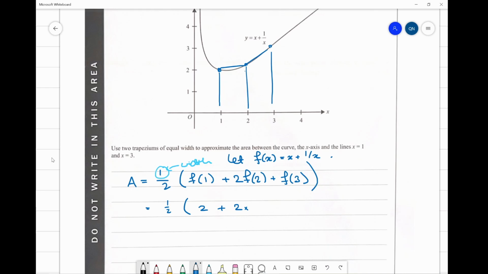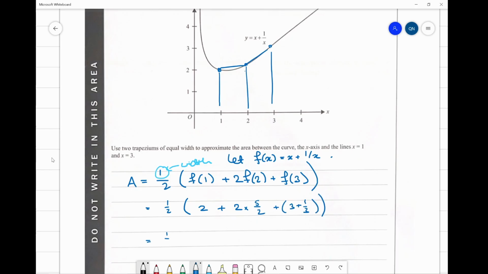We have 2 times something. What's f of 2? f of 2 is 2 plus 1/2. 2 plus 1/2 is 5 halves. So this is 5 on 2. Then plus, what's f of 3? It's 3 plus 1/3, so I'll just write this as 3 plus 1/3, like so. Close bracket. That's all of it.